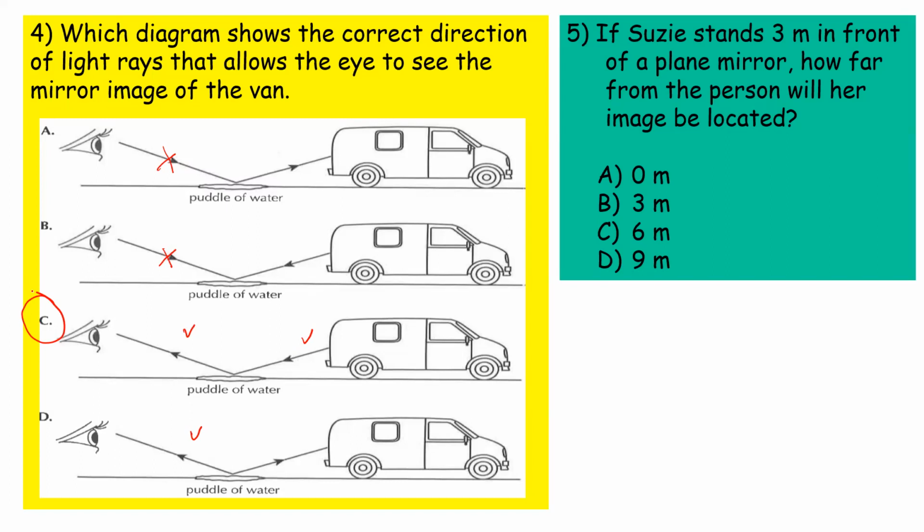Okay, it doesn't go in this way. If it goes in this way as D, that means the puddle of water is giving out light. So the light goes into the eyes, go into the van. No such thing, okay? Okay, next.